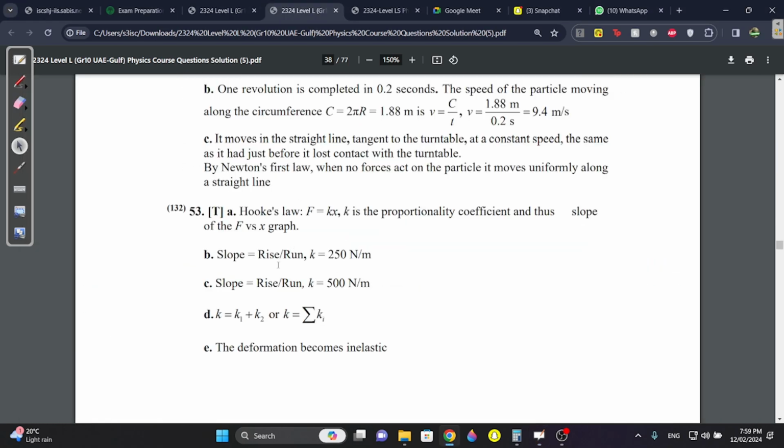The way they wrote it, K equals sigma Ki. What does that mean? Sigma means you add, and Ki means however many. If it's two springs, it's sigma K2, that means you do K1 plus K2. If it was three springs, it would be K1 plus K2 plus K3. For these types of questions, if you just put K1, K2, K3, that's correct. You don't have to put sigma.